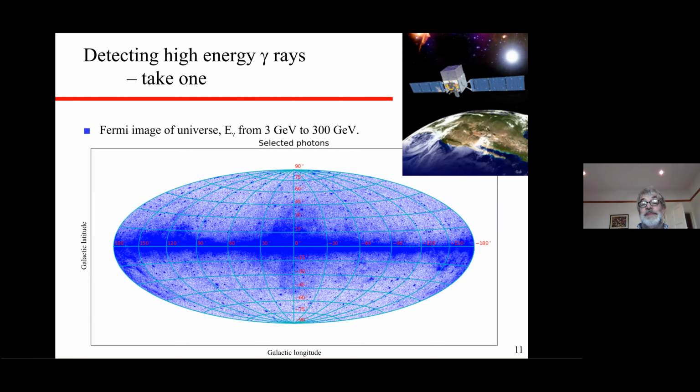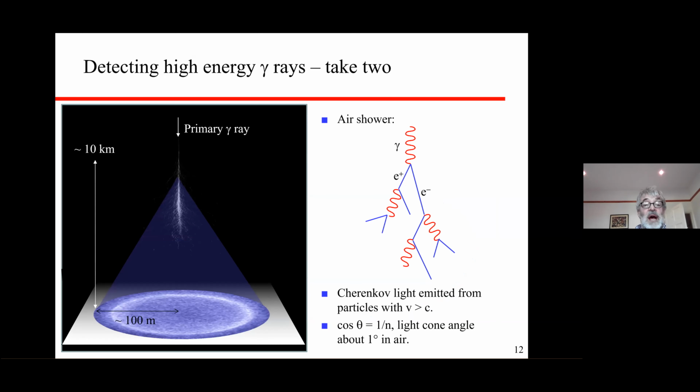So what we need to be able to do is to build a much, much larger detector to give us a chance of seeing a decent number of these photons. And to do that, we have to work on the ground. So how can we detect these high energy gamma rays on the ground? Well, it's sort of related to what we talked about with the surface detectors in the Pierre Auger experiment.